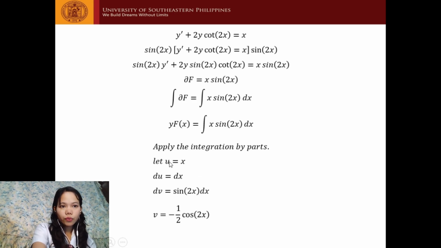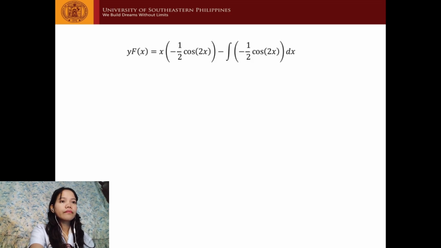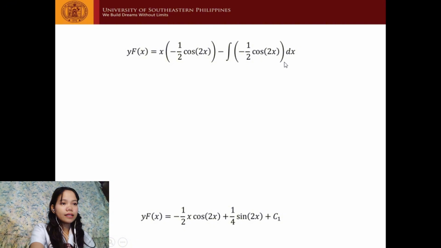So we have to let u be equal to x, then du equal to dx, and for our dv, we are going to have sine of 2x. To get v, we have to apply the integral. So what we have for v is negative 1/2 cosine of 2x. So next, y sine 2x equals x multiplied to negative 1/2 times cosine of 2x, minus the integral of negative 1/2 cosine of 2x with respect to x.